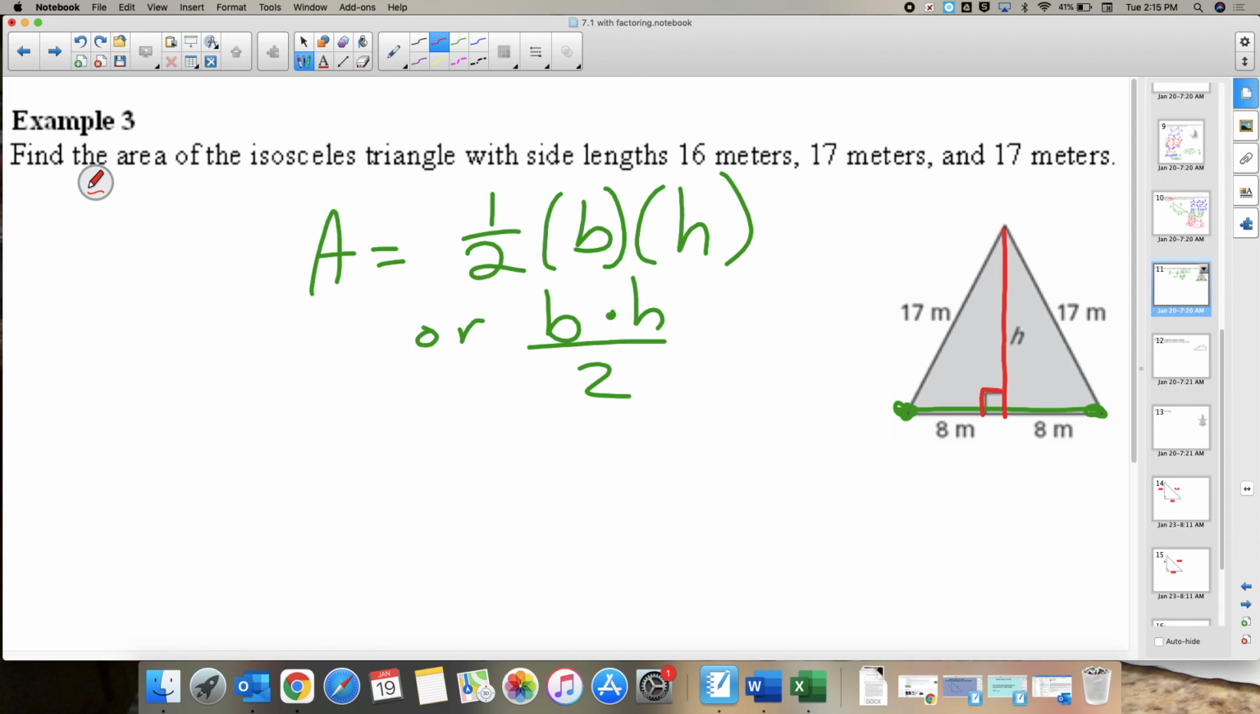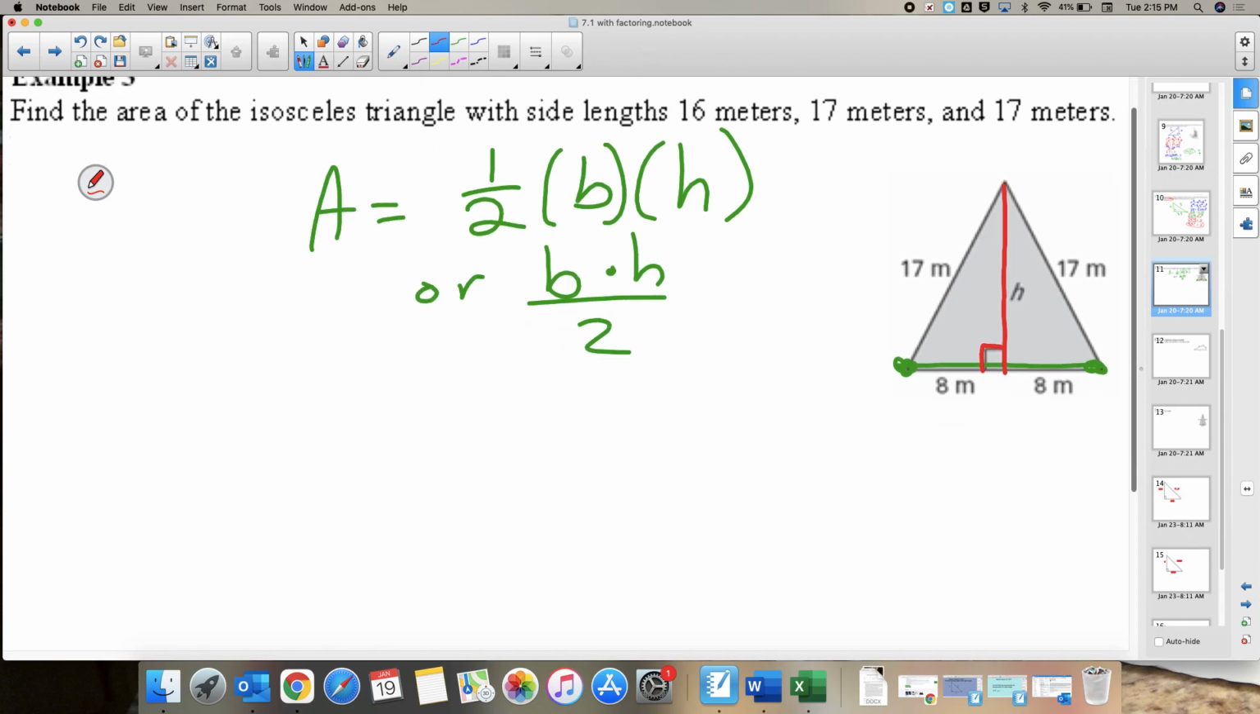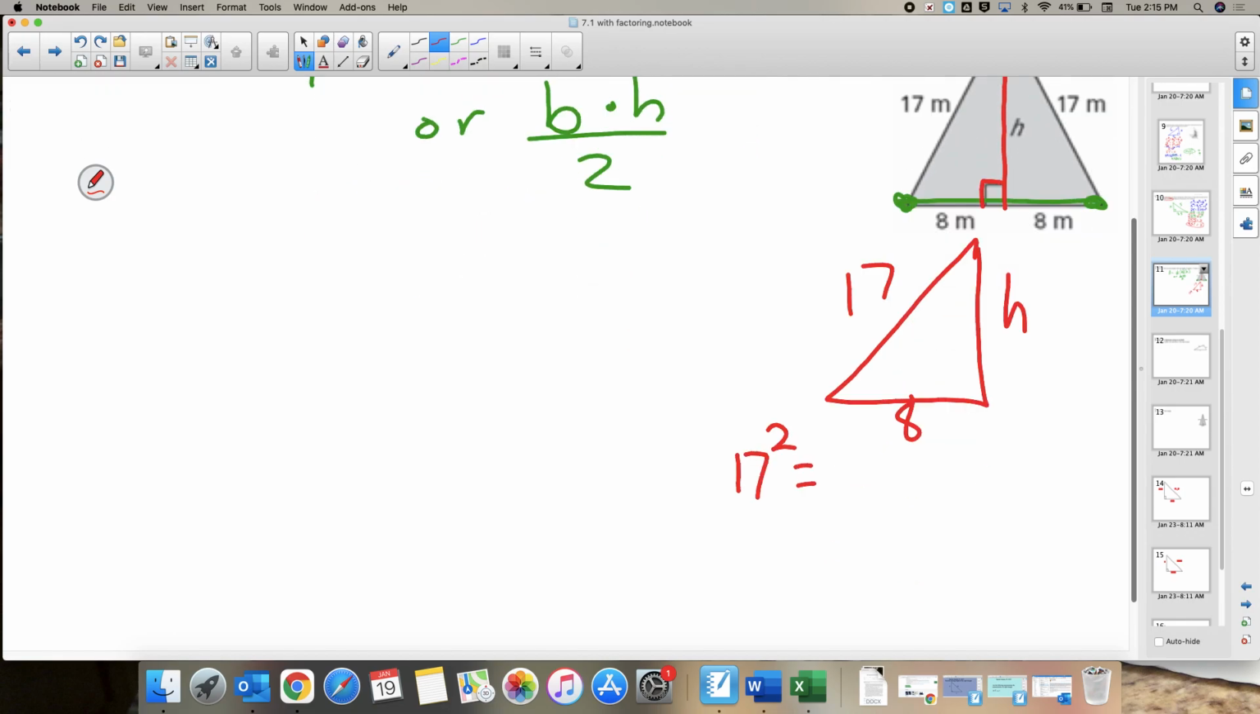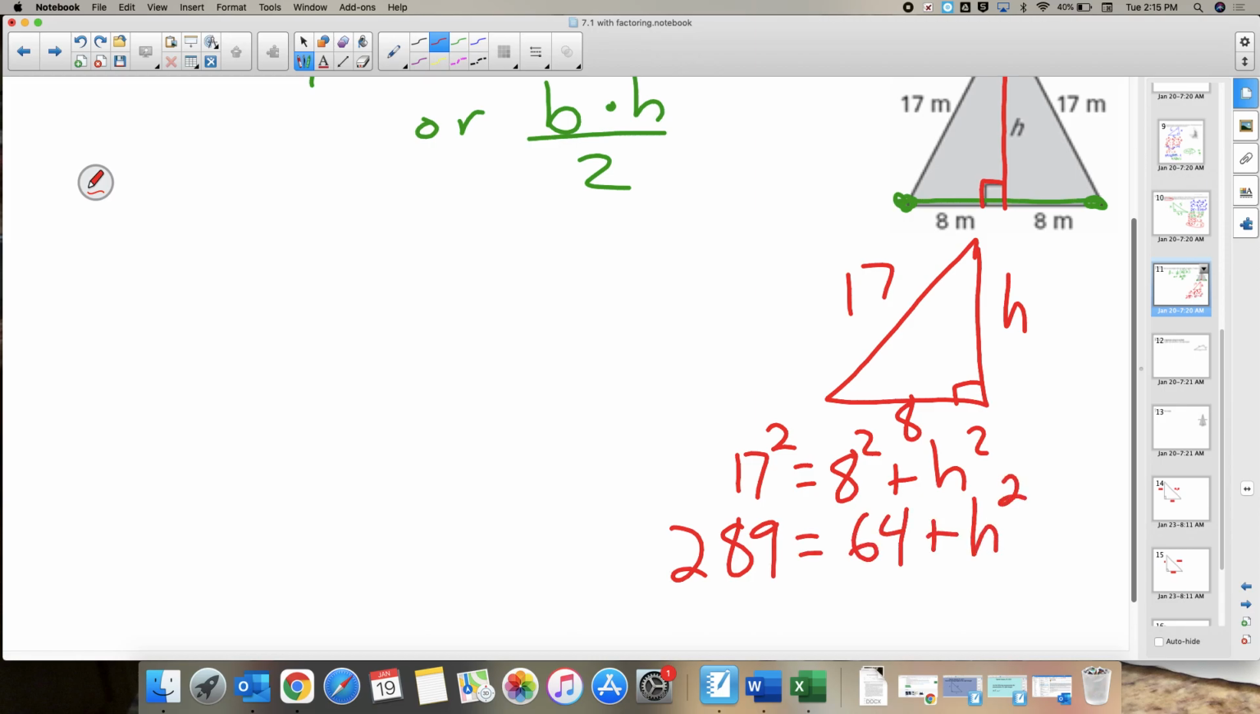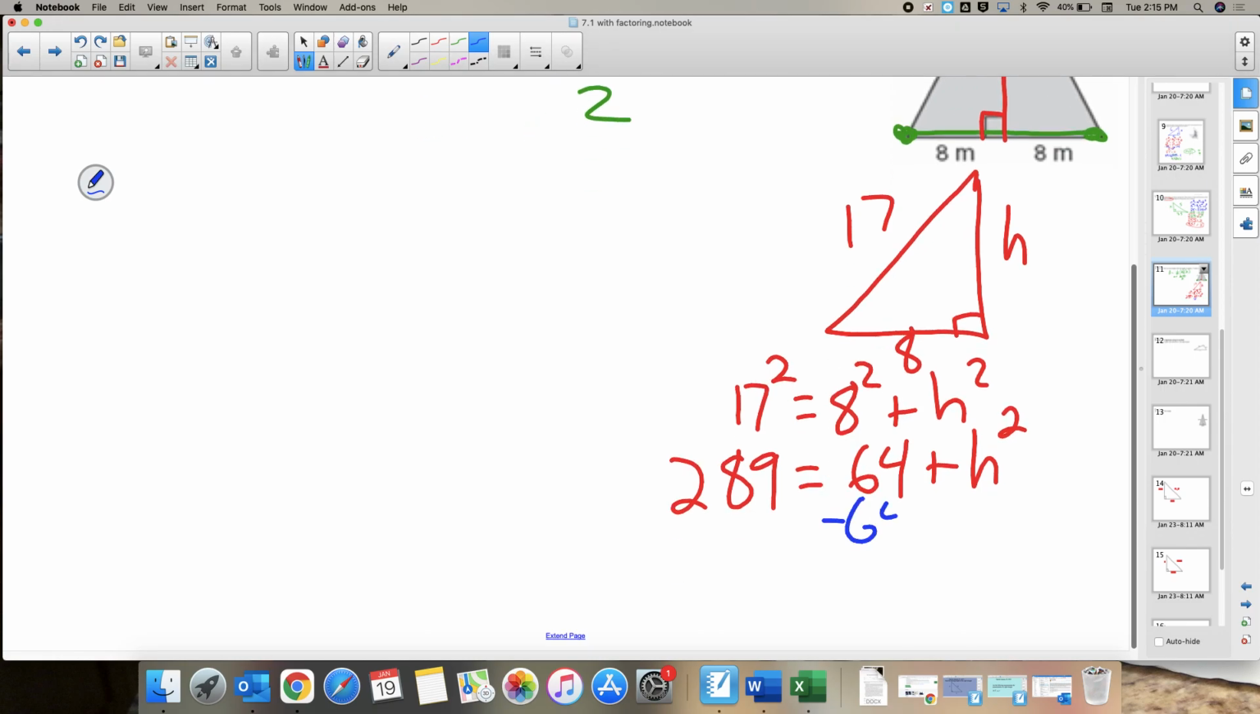So we got to figure out our h. So we'll pull out a right triangle to work with. Here's h, here's 8, here's 17. So we have 17 squared will equal 8 squared plus h squared. 17 squared is 289. 8 squared is 64. Now we'll subtract it over. We get 225 equals h squared.